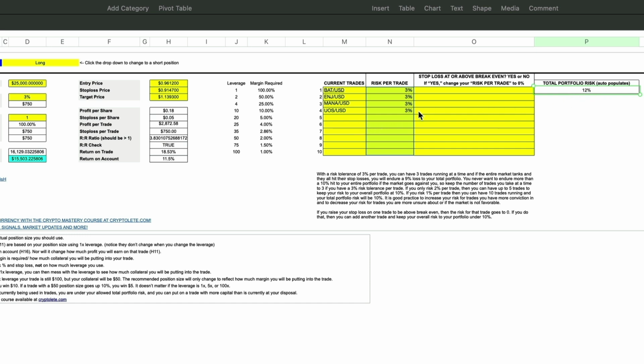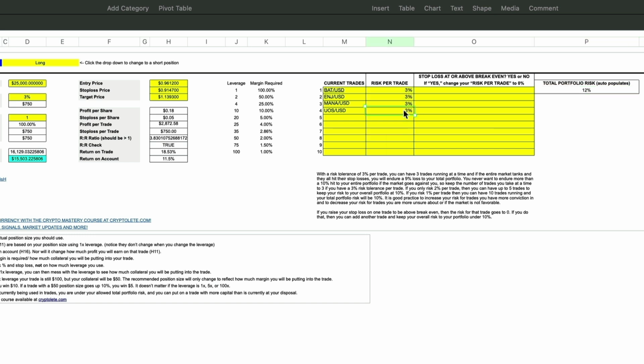If you put this trade on and you only have 1% for the risk for this trade, then your total portfolio risk will be 10%. So this is basically what this just said. If all of these were 3%, like it just was, then obviously your total portfolio risk is 12. It's over 10. That's not good.